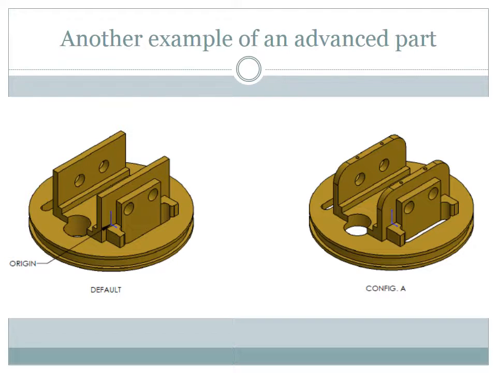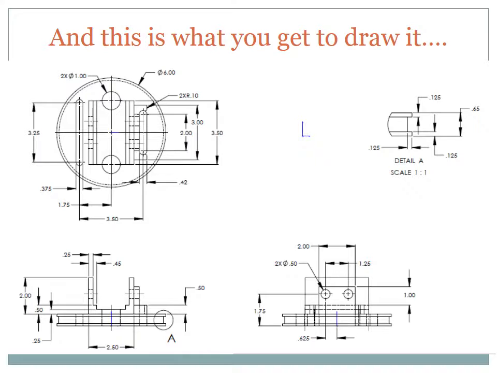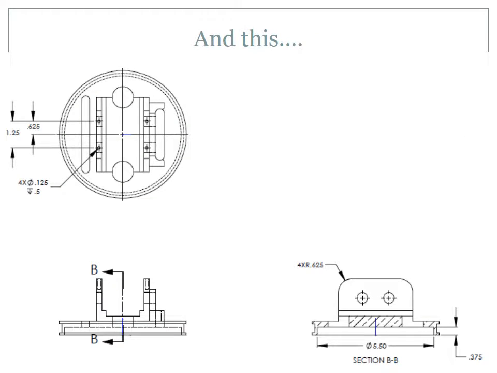Here's an advanced part from a prior CSWA exam I took. Note the default and configure A variations. This and the next slide are what came with the question. Looks like fun, huh? Again, I'd start this with a simple disk for the base and move on from there.